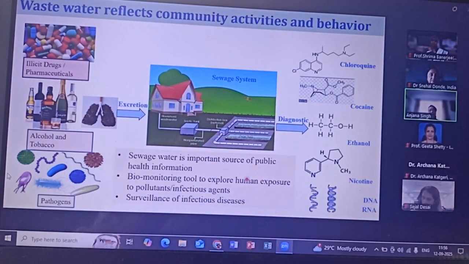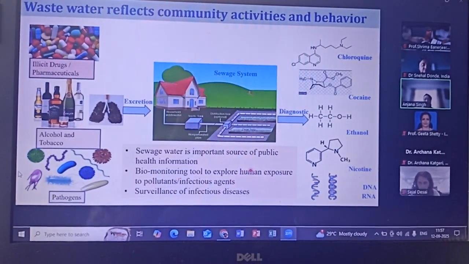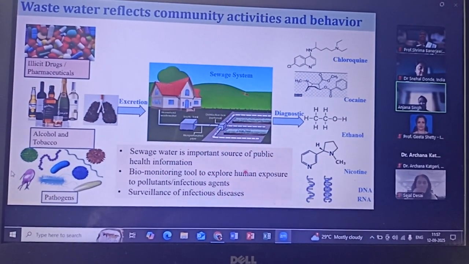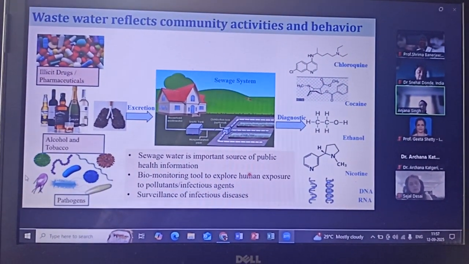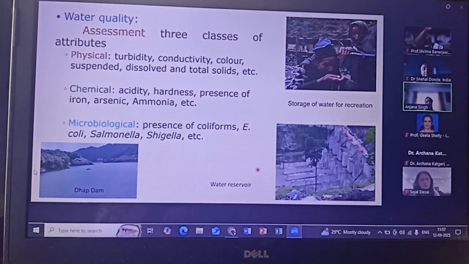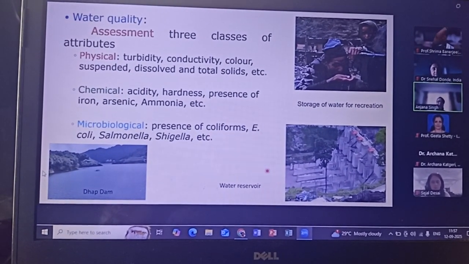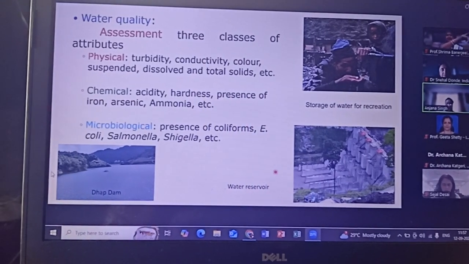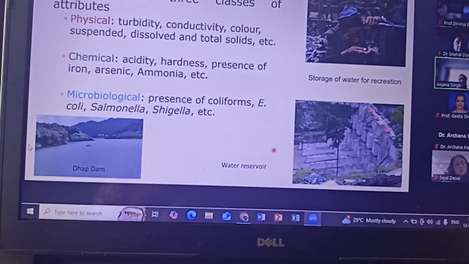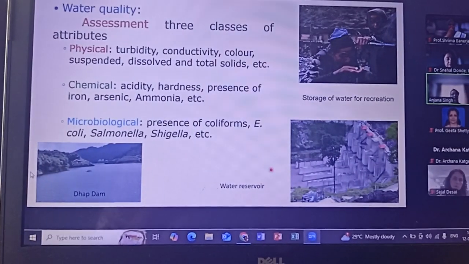So, in short, sewage water is an important source of public health information and a biomonitoring tool to explore human exposure to pollutants and infectious agents, and surveillance of infectious diseases is also very important. Even now, to some extent, there are a few tap waters which are still drinkable, but however, it's getting polluted throughout the country. When we talk about water quality assessment, there are three classes: physical, chemical, and microbiological.